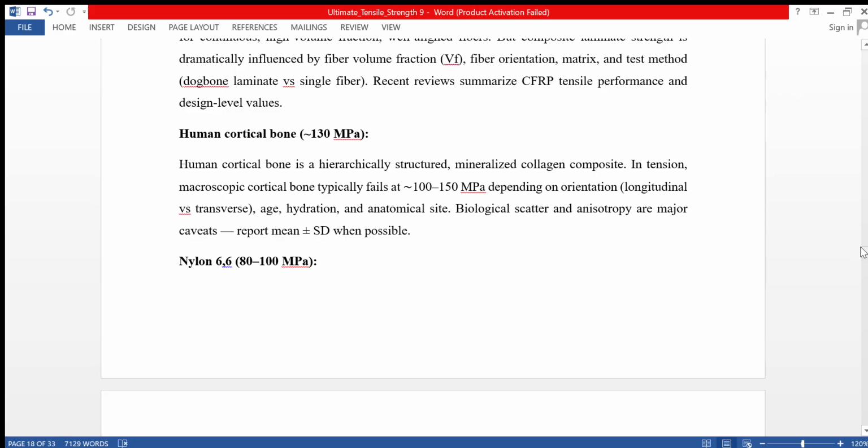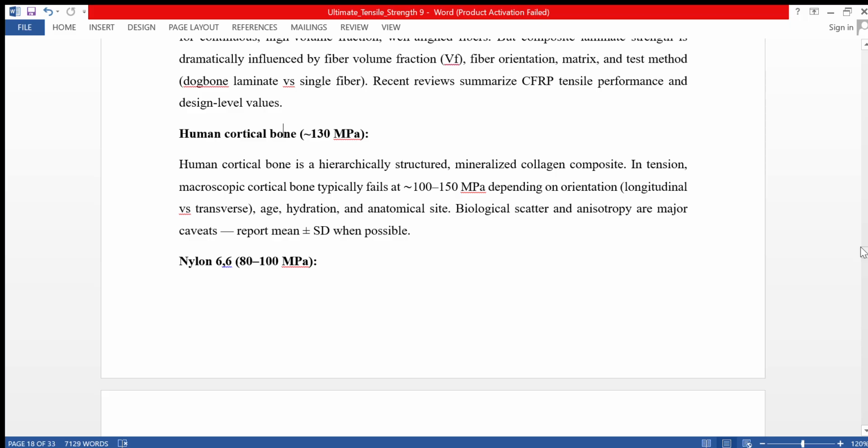Human cortical bone, approximately 130 megapascals. Human cortical bone is a hierarchically structured mineralized collagen composite in tension. Macroscopic cortical bone typically fails at approximately 100 to 150 megapascals depending on orientation, age, hydration and anatomical site. Biological scatter and anisotropy are major caveats. Report mean plus or minus standard deviation when possible.